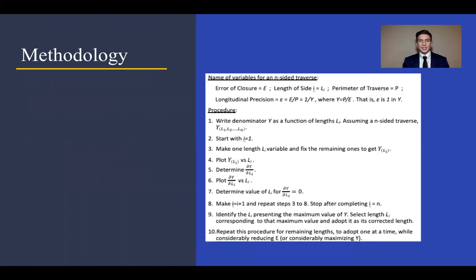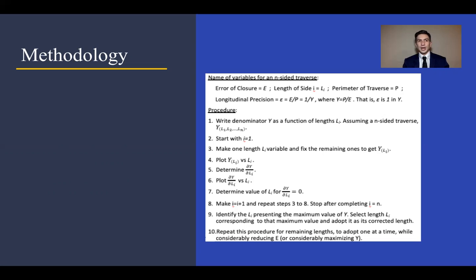This study presents an alternative approach to balance error of closure via sensitivity analysis based on a small variation of the length of all involved sides. In the first place, we start defining the variables for an n-side traverse, where E is the error of closure, L sub i is the length of the side i, and P is the perimeter of the traverse.